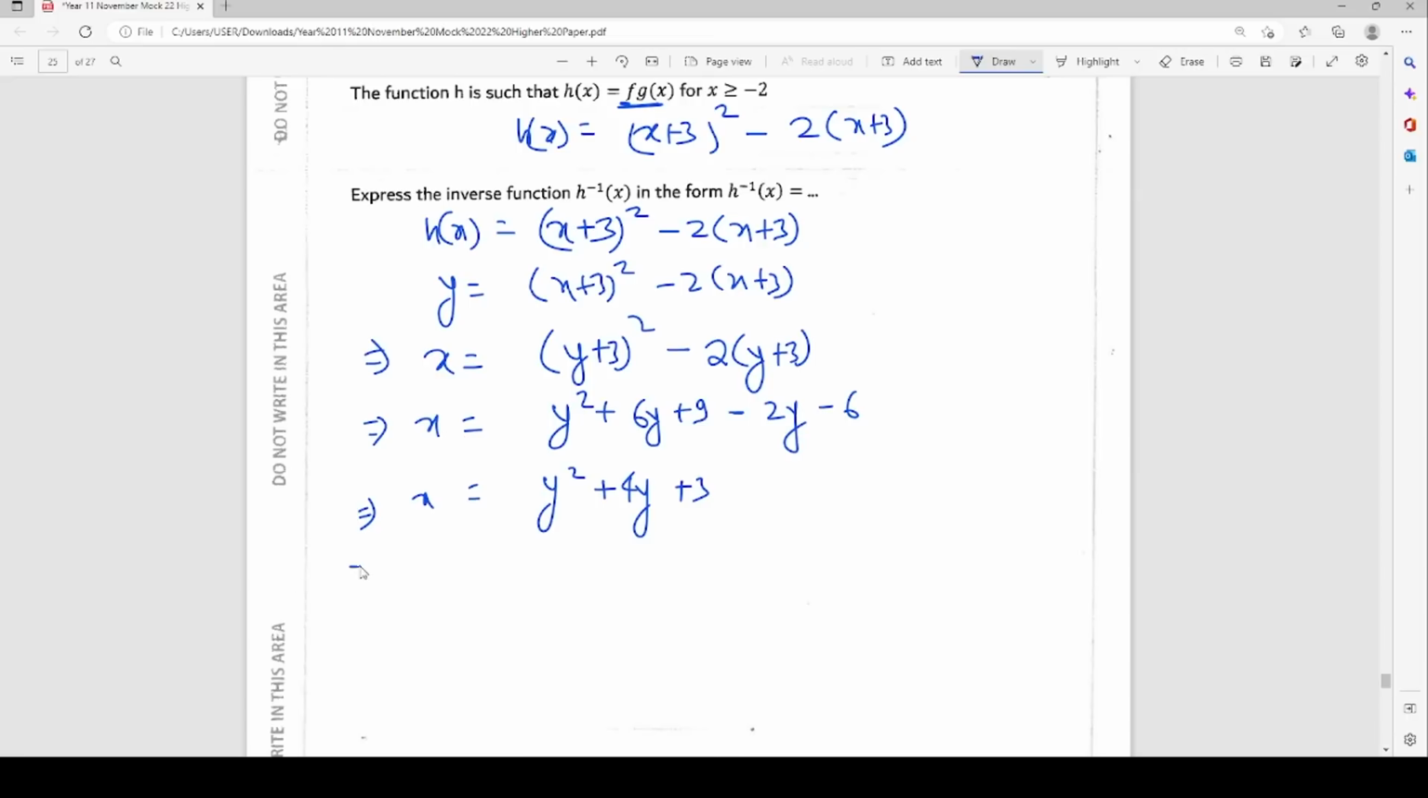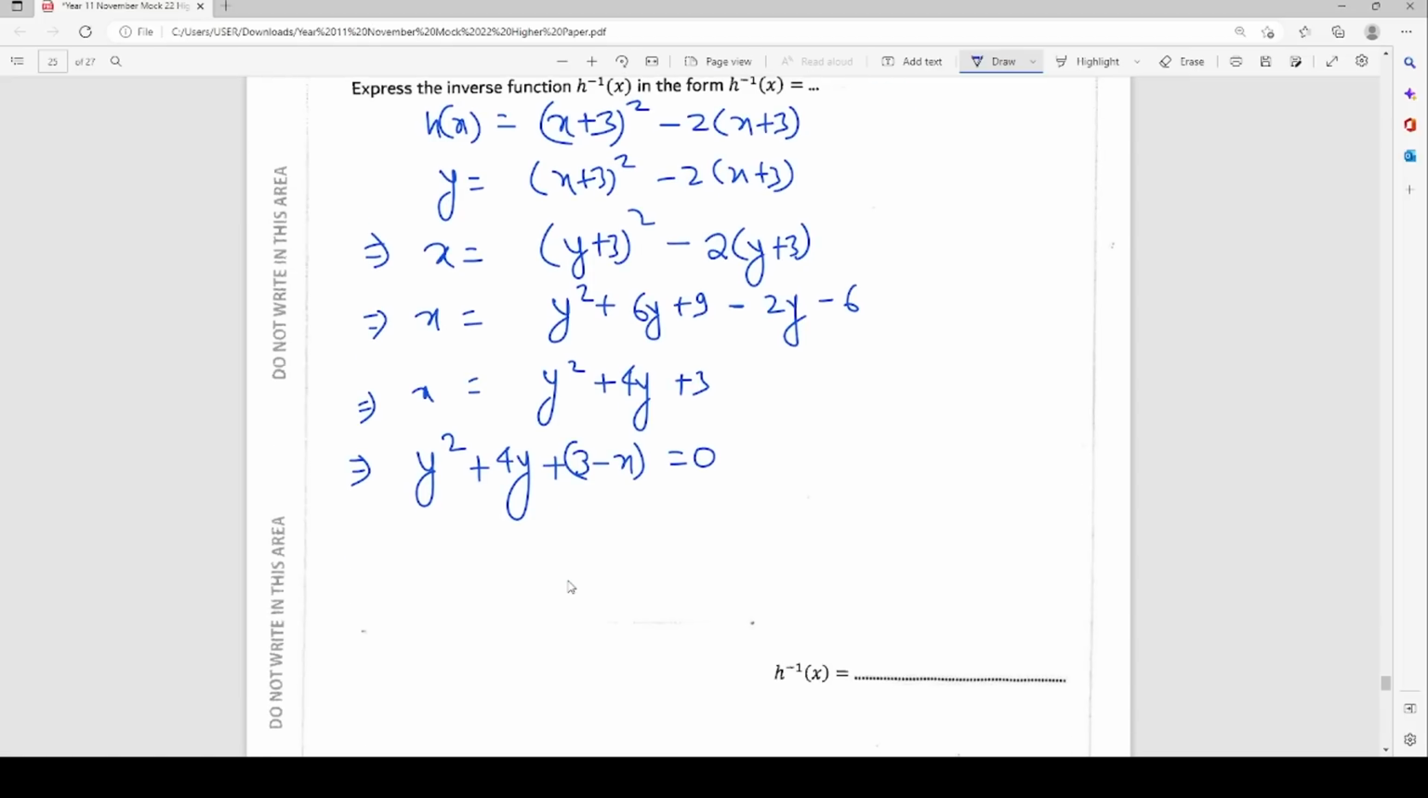Okay, so let's bring this x to the other side as well, so that we can write it as 0. So y squared plus 4y plus 3 minus x is equal to 0. If you want to use vertex form, you're free to do so, or you can use the quadratic formula. I'm going to use the quadratic formula. So y should be equal to minus b plus minus root under b squared, which is 16, minus 4ac. So a is 1, c is 3 minus x, and I will divide it by 2.